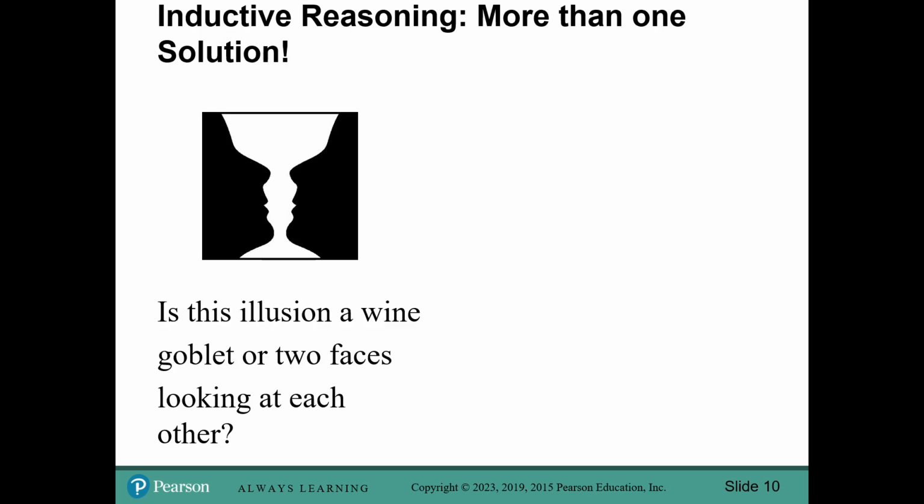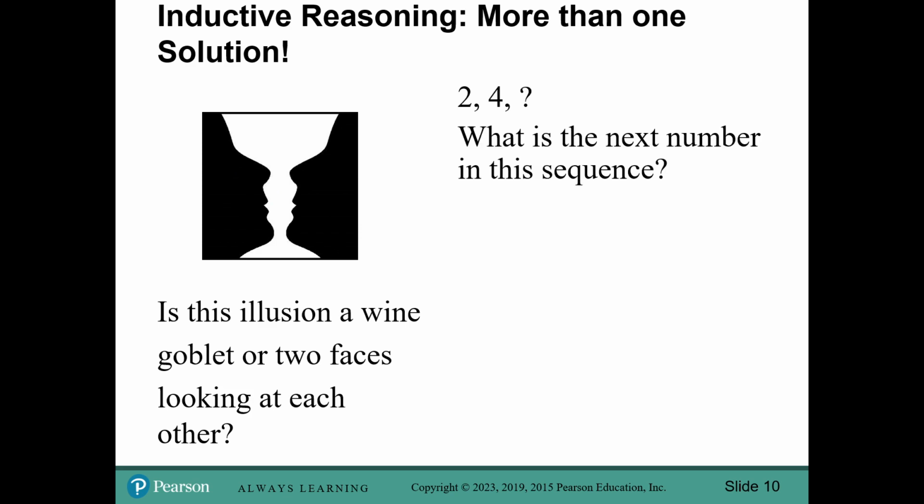Now, using inductive reasoning, we can in some cases come up with more than one solution. In this illusion, is this a wine goblet or 2 faces looking at each other? Depending on how you look at it, you can clearly see that this is indeed a wine glass here in the white. But you can also see how somebody could see this as 2 faces in the black facing each other.